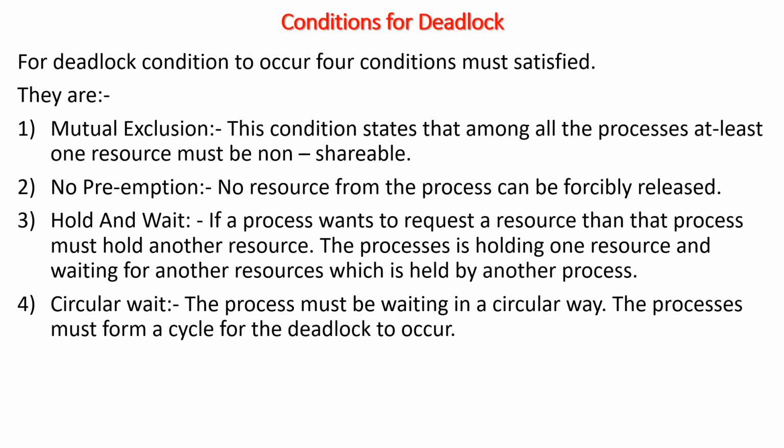Then circular wait. The processes must form a cycle, or be in a circular way. Means the processes must be waiting in a circular way for the deadlock condition to occur. It means if one process is holding one resource and waiting for another resource which is held by another process, and that process is also waiting for another resource which is held by a different process, then it will form a cycle, and this condition leads to the occurrence of deadlock.